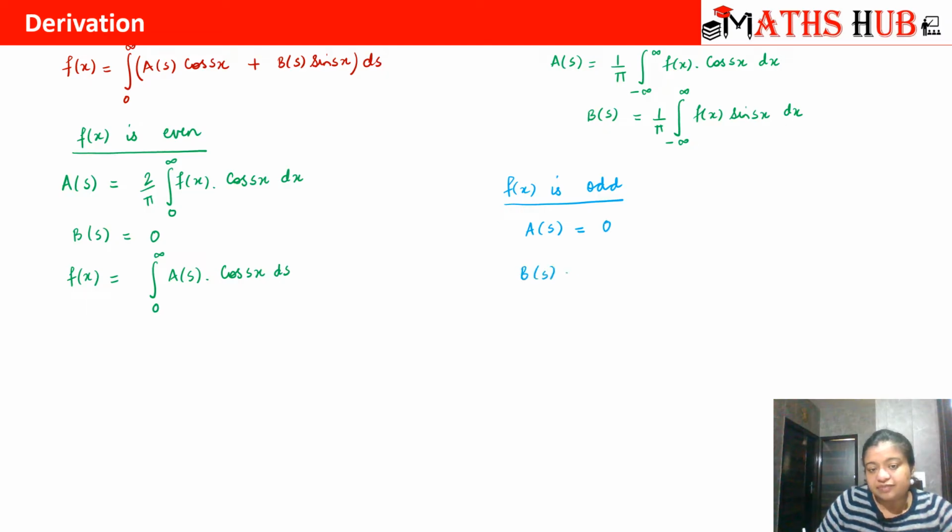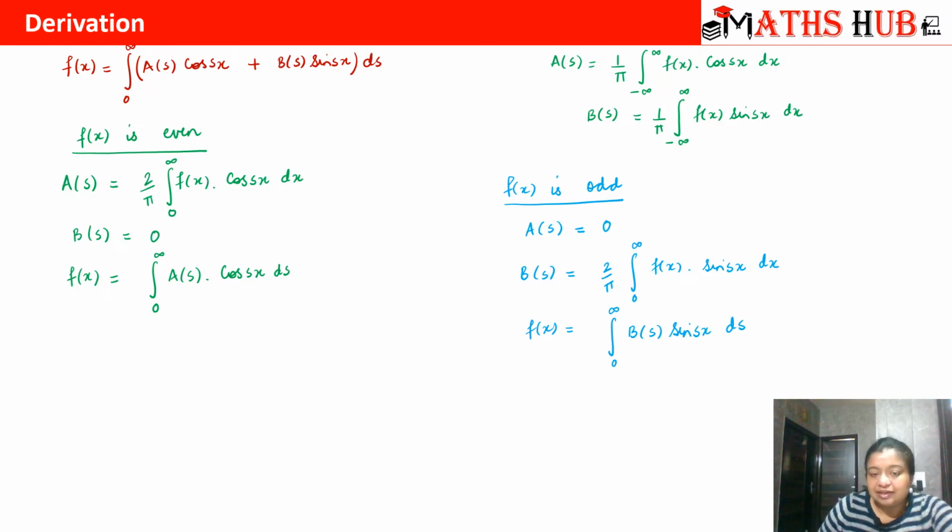And now what is B of s? f(x) is odd, odd into odd is an even function. So this will now become 2 by pi, integral 0 to infinity f of x into sine sx dx. Clear? So again, similarly, your f(x) will reduce, as A of s is now becoming 0. So we will get the integral from 0 to infinity of B of s into sine sx ds, right?